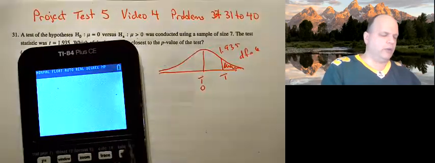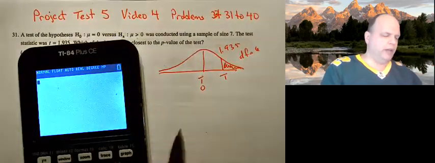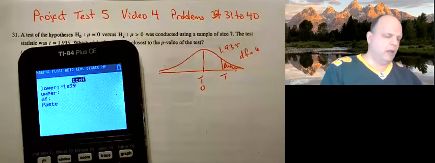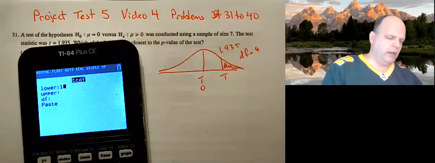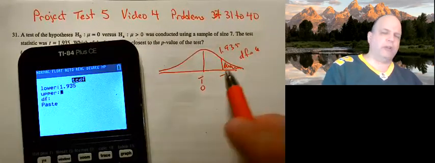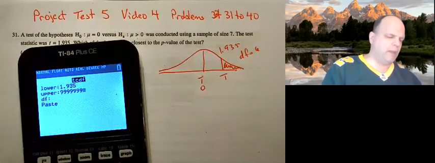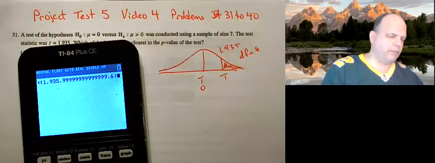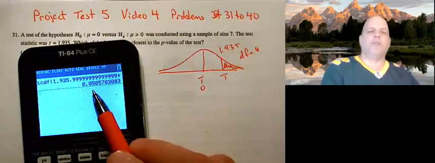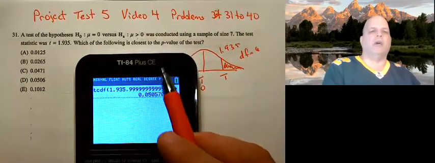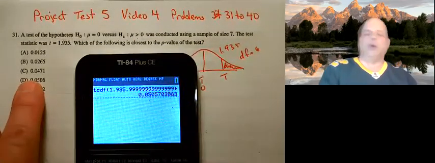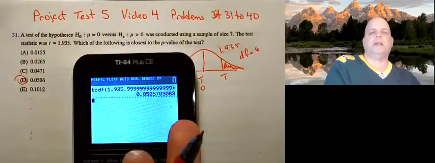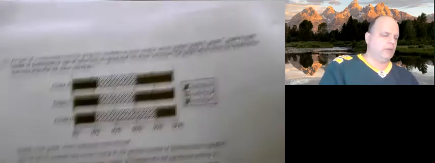So all I need to do is go stats, second bars, and I'm looking for the tcdf. My lower bound is 1.935. My upper bound is going to go to positive infinity. And my degrees of freedom in this case are 6. So I end up with 0.0505 or 0.0506. So 31 is D, my best answer. Okay. All right. Number 32.